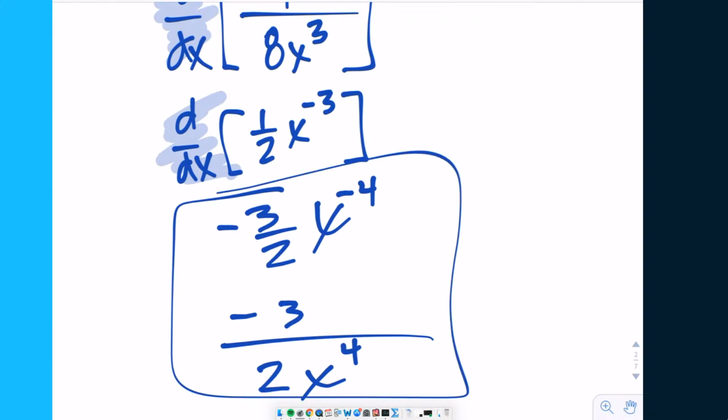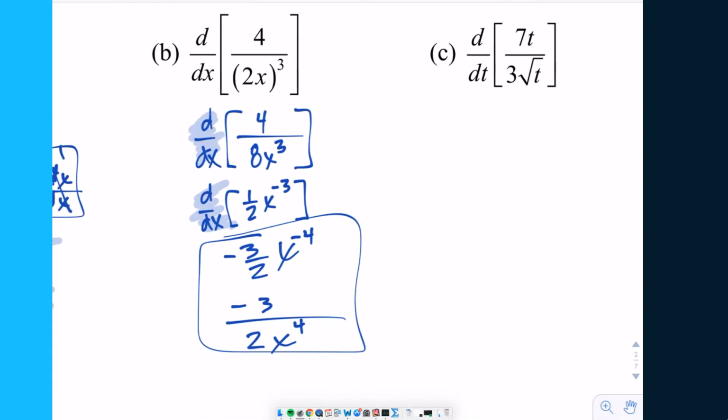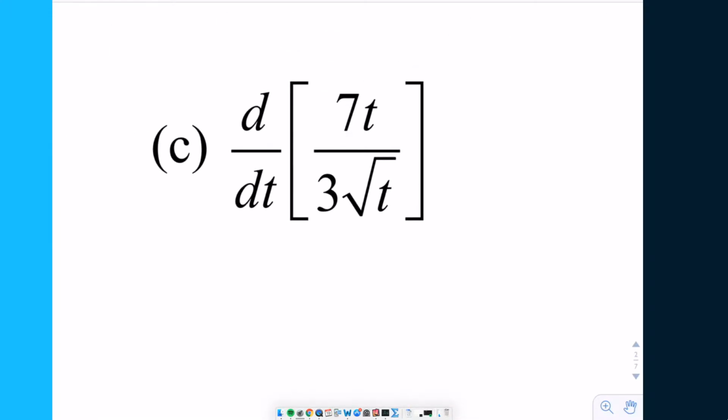Simplify when? Late and never? Early and often. Great, great, great, great. All right, letter C. You do C. It's the derivative with respect to t. What the?